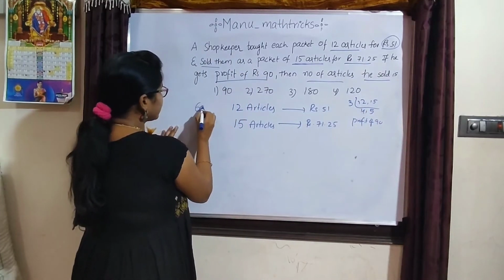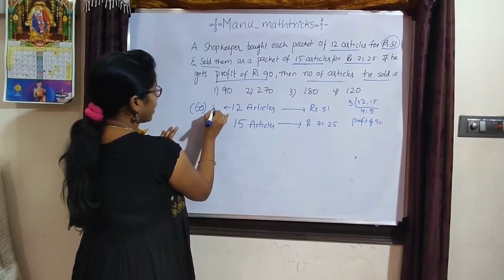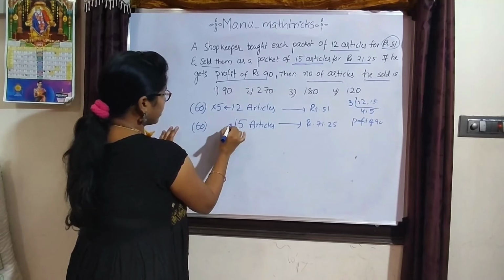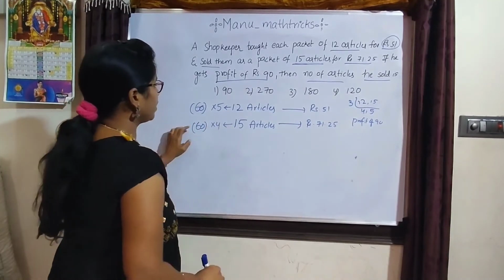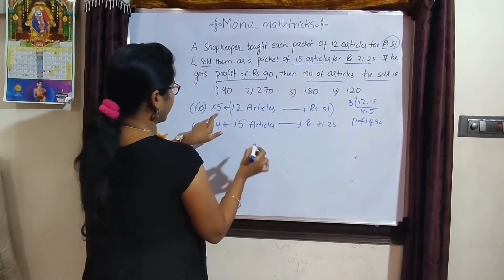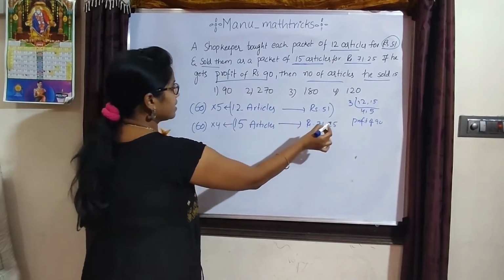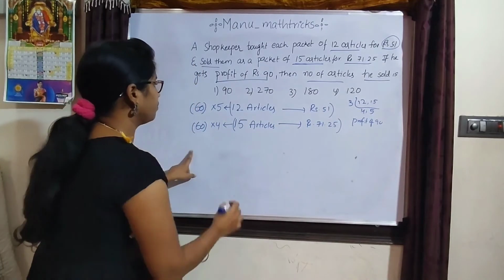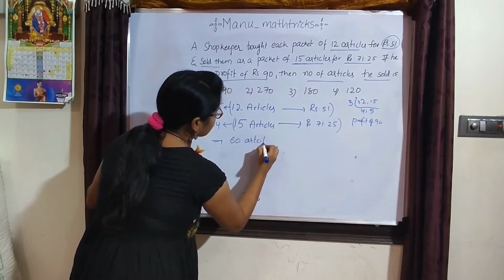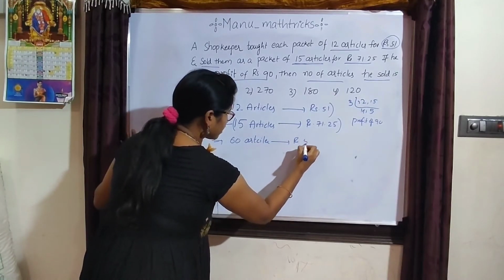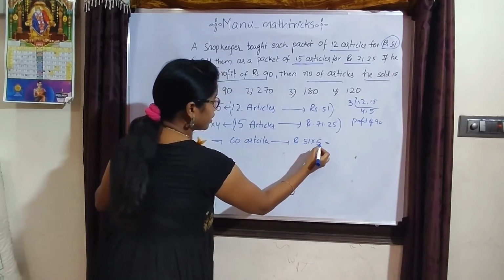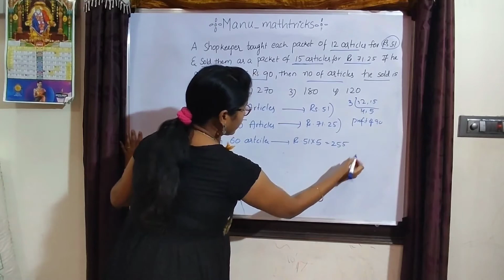So to make 60, it should be multiplied with 5. Now to make 60 articles, it should be multiplied with 4. It means this equation should be multiplied with 5. To make 60 articles, this equation should be multiplied with 4. Nothing but 60 articles for rupees 51 into 5, which is 5 5s are 25, that is 255.